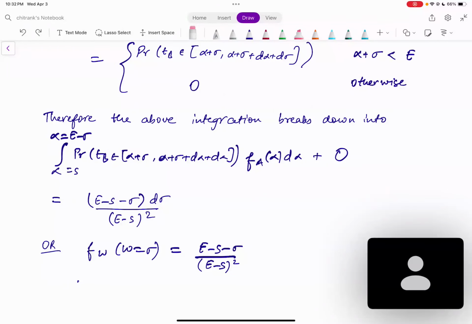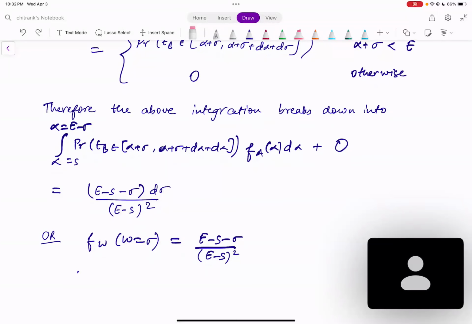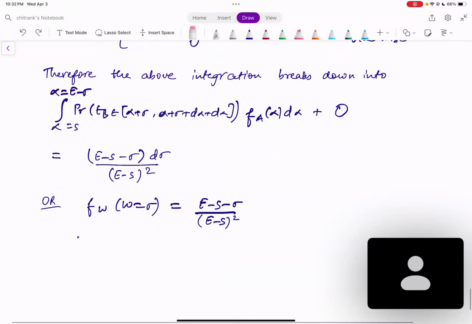Okay, so note the difference. Earlier, we had no dependence upon sigma. In fact, we claimed that W itself is uniformly distributed, but this time around, that's not the case. Now we can clearly see that this depends upon sigma, right? Because this came out directly out of our integration. We did not really have to do anything. Okay, that's directly what our integration is giving us. So your density function indeed depends upon sigma.